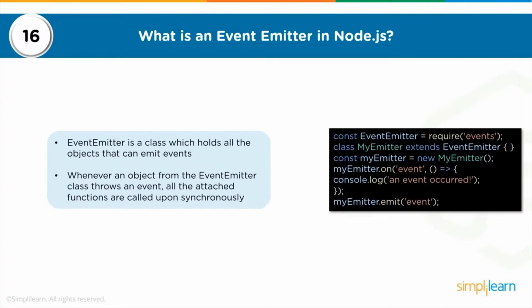What is an event emitter in Node.js? An event emitter has really two areas of focus. One is that it manages the classes that hold all the objects within your event. And we have an example of this on the right-hand side. And then whenever an event actually is thrown, the functions are then called on that event synchronously. So for instance, in our example on the right-hand side, we create an event, and then we have the functions that are executed in a series from that event.